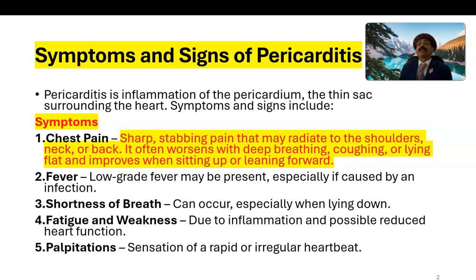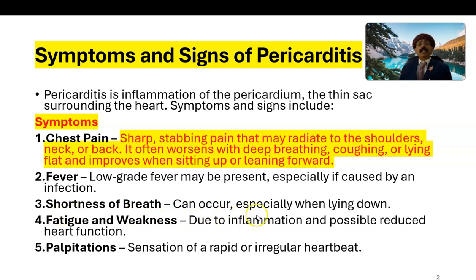The parietal layer and the visceral layer of the serous pericardium will not go through as much friction if a person leans forward and sits up. There is less chance of friction between the parietal layer of serous pericardium and the visceral layer of serous pericardium. Fever, low-grade fever may be present, especially if caused by an infection.